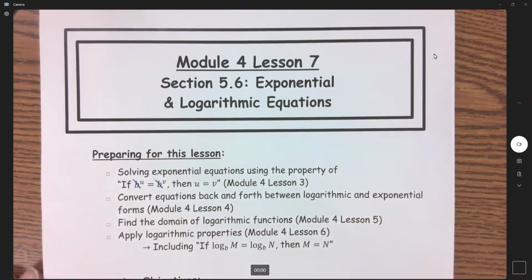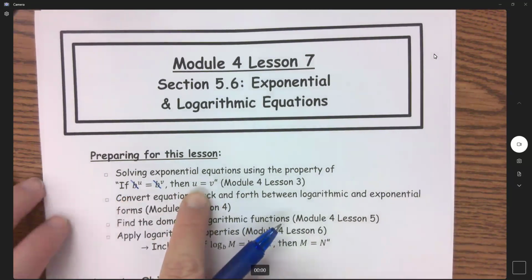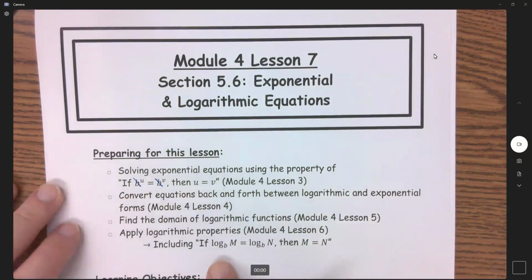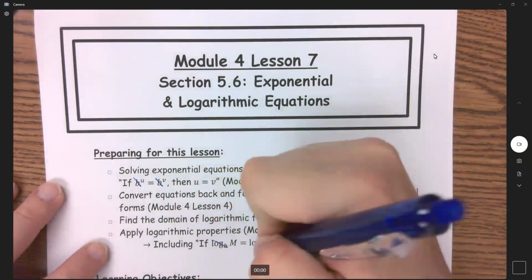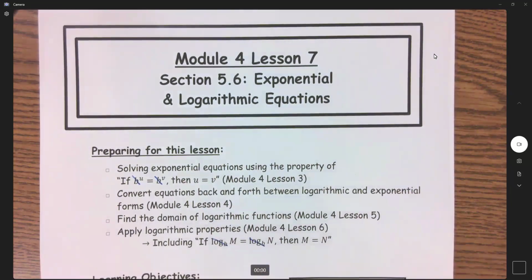We also need to convert equations back and forth between logarithmic and exponential forms. We need to be able to find the domain of a logarithmic function. And then lastly, we need to apply our logarithmic properties from last lesson, including the one that's almost the same as this one. If you have log base b of m equals log base b of n, these can cancel, and we can then take what's left and set m equal to n.